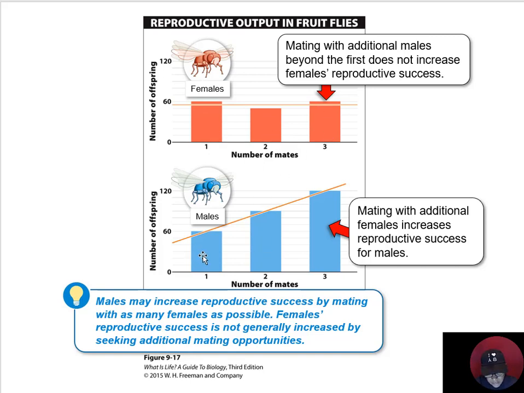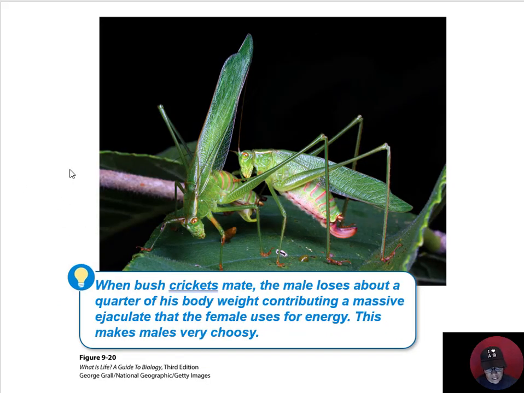But when it comes to males, the more mates that they have, of course, the more offspring that is going to result. And so mating with additional females increases reproductive success for males. So males are going to tend to want to mate with more females, and females are going to tend to want to mate with only a few males, all right? But it's not the same for all organisms.